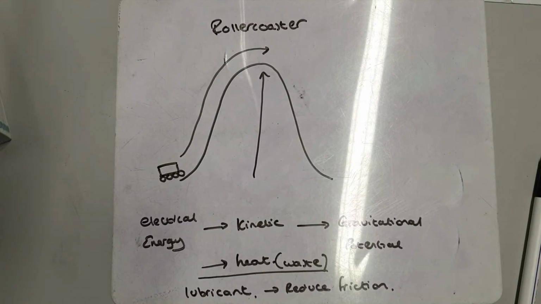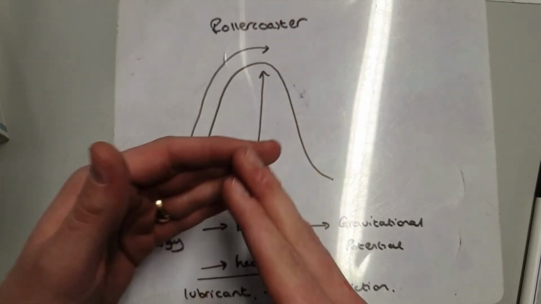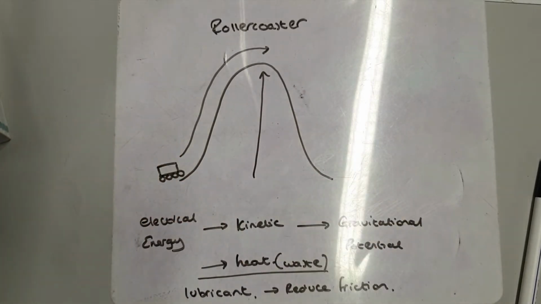So therefore, more of this input energy will be transferred to the useful energy. So that's one way that we can reduce our wasted energy, through the use of a lubricant. Now that obviously wouldn't work with something like a light bulb because there's no moving parts, but anytime you've got moving parts, a lubricant can be used to reduce that friction and therefore reduce that wasted energy.